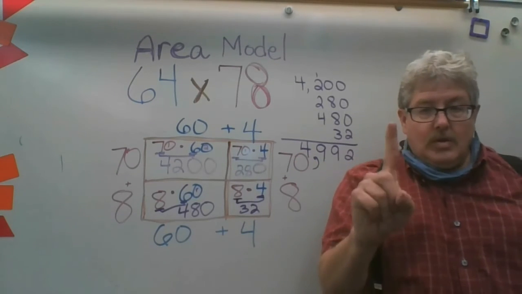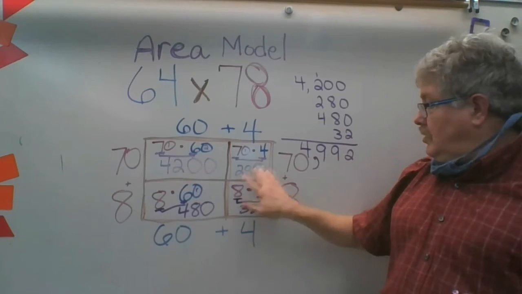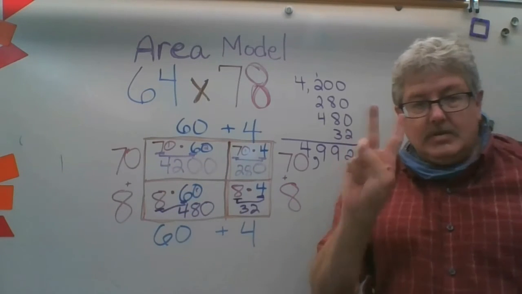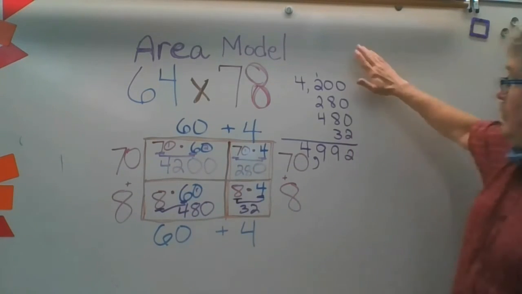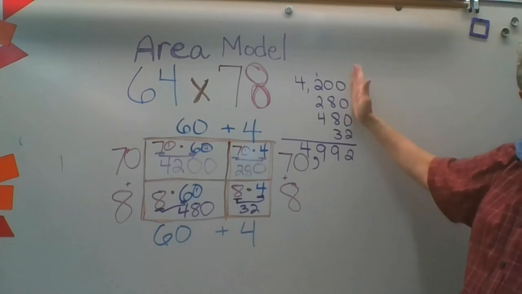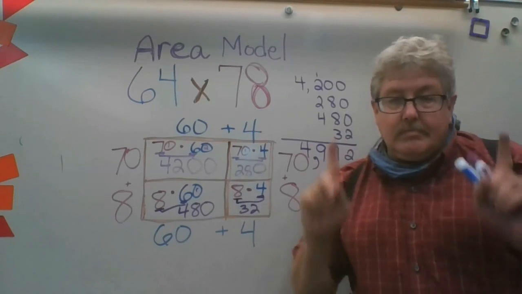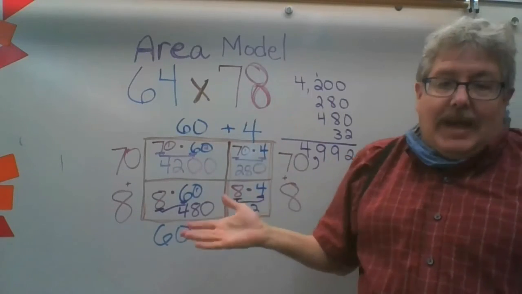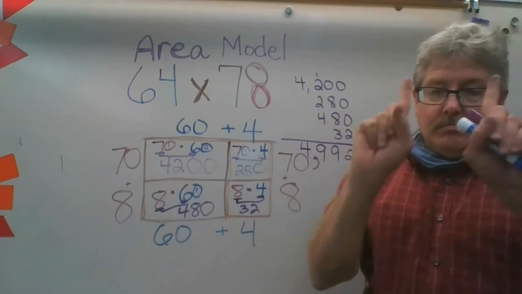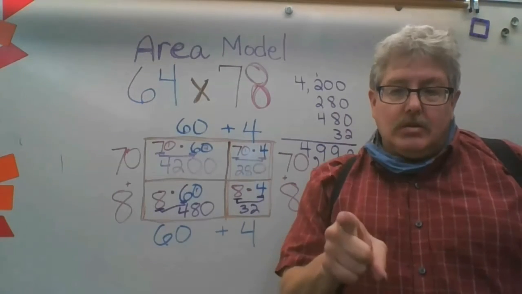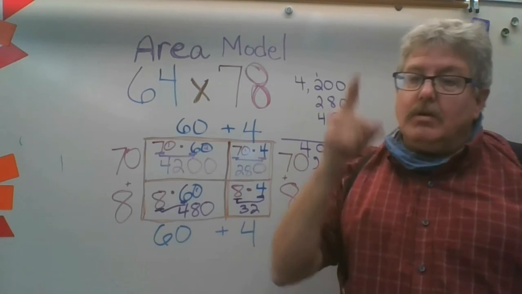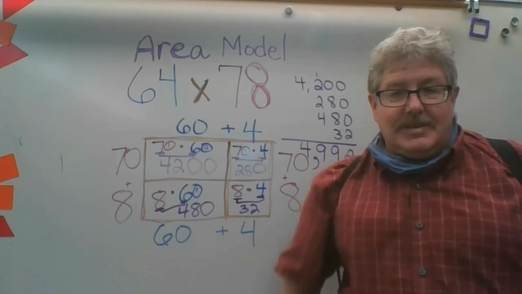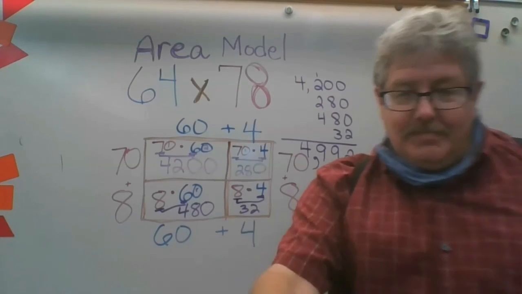So 4,492. Now, some advantages. One, you see the four separate multiplication problems. It's a lot easier for kids to see. Second, it really helps line up all the numbers for adding. But it does take up a lot of space, I'll admit that. Still, it is a very valuable way for students to get a chance to see how multiplication will work.